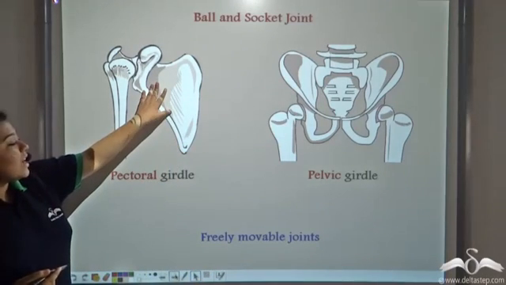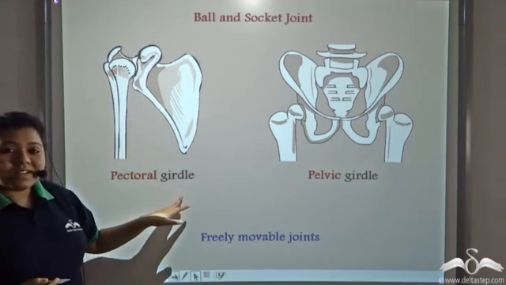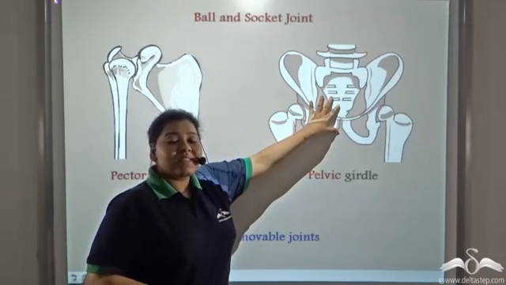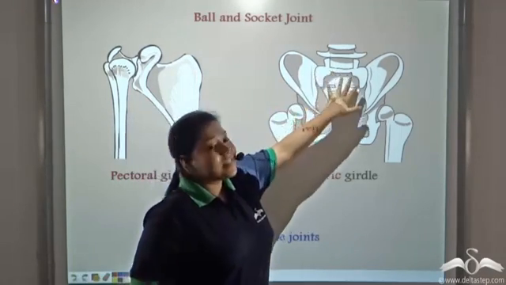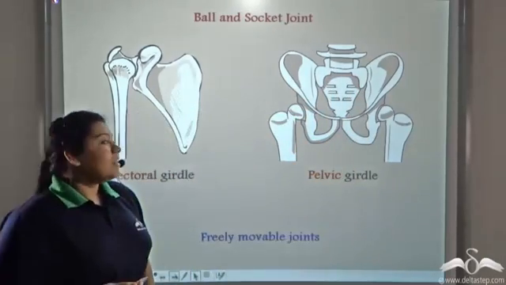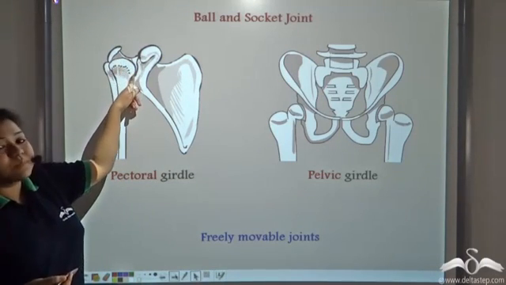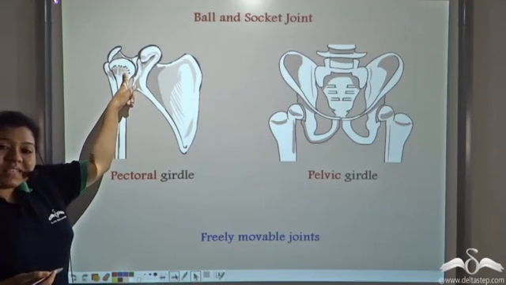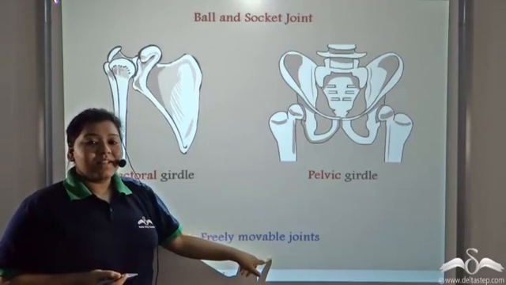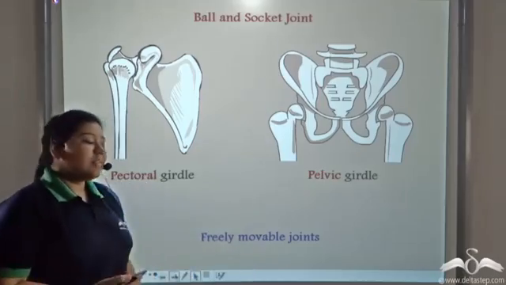And this bone that is present in the shoulder is known as the pectoral girdle. And this hip bone that protects the organs in front of it is present in the hip and is known as the pelvic girdle. Now, the pectoral girdle and the pelvic girdle contain these ball and socket joints, and these ball and socket joints are freely movable joints. How? Because they cause complete 360-degree movement. Let us see how.